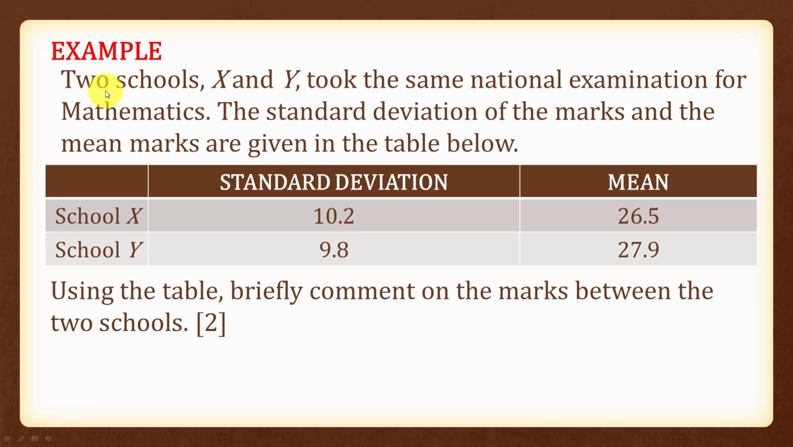In this example, we have two schools X and Y which took the same national examination for mathematics. The standard deviation of the marks and the mean marks are given in the table below. So school X has the standard deviation of 10.2 marks and a mean of 26.5 marks, whereas school Y has a standard deviation of 9.8 marks and a mean of 27.9 marks. Using the table above, briefly comment on the marks between the two schools. In other words, we have to compare the standard deviation and the mean of these two schools.